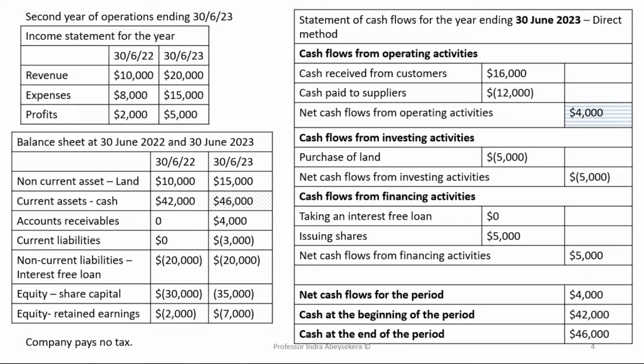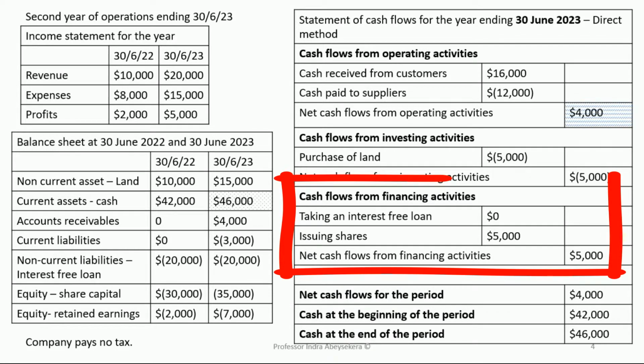Cash flows from financing activities. The interest-free loan amount has not changed, so there's no inflow or outflow there. But on issuing shares, the company has received cash of 5,000, and that 5,000 is recorded here, with the underlying assumption that these transactions are conducted in cash because there's no information to the contrary. Net cash flows from financing activities therefore equals $5,000.